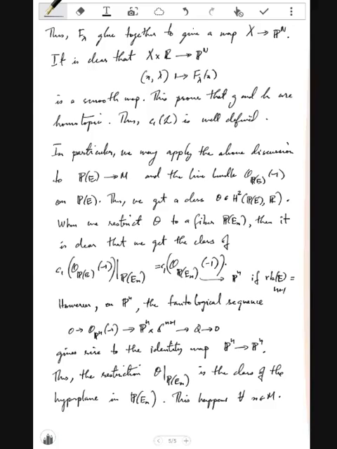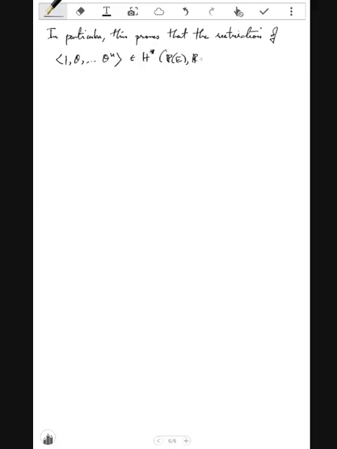In particular, this proves that the restriction of the classes 1, theta up to theta^n, these are global classes, form a basis for the cohomology of the fiber. Thus, the Leray-Hirsch theorem applies.